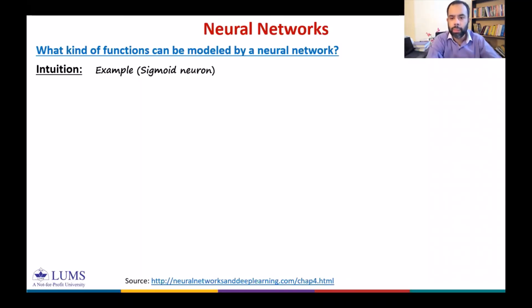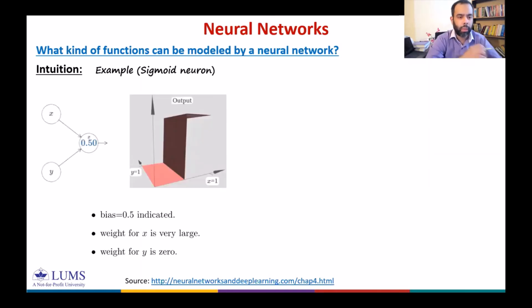We look at one example in which we use a Sigmoid Neuron. We take two inputs, X and Y, feeding to a Sigmoid Neuron, where 0.5 is a bias term indicated here. If we see this as X, Y, Z in a three-dimensional space, the bias is 0.5, the weight for X is very large, and the weight for Y is 0. Although we have used a Sigmoid Neuron, we have chosen a very large weight for X, and therefore we get a sharp step-like transition along X. We do not have any transition along Y because the weight for Y is equal to 0. So you get 0 for these values of X, and you get almost 1 for these values of X. This transition from 0 to 1 is very sharp because the weight for X is very large.